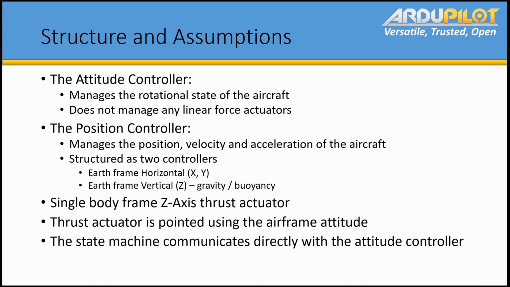A single body frame Z-axis thruster, pointed using the airframe attitude, and our structure is such that the state machine talks to the position controller, gets back that requested velocity acceleration vector, and then says, oh, that's going to be this attitude, passes it off to the attitude controller with a throttle command, which is that vertical thrust vector magnitude, and off we navigate and we get great results.